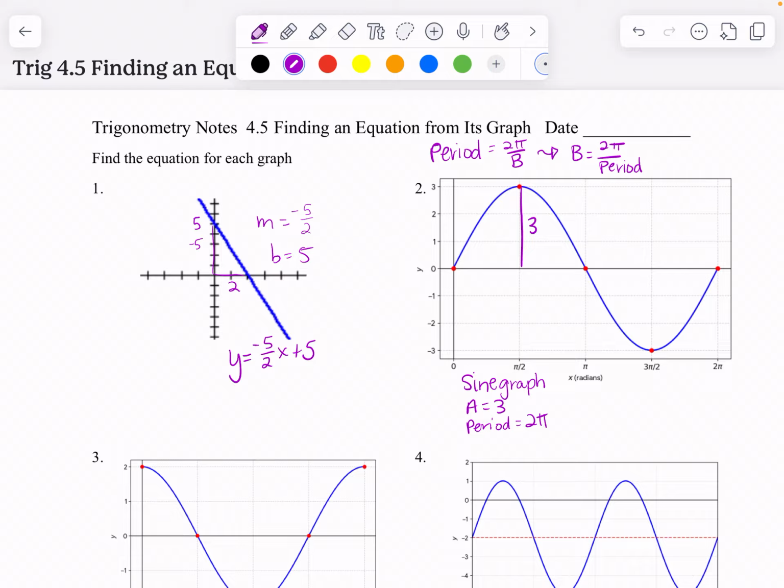Okay, so we have a sine graph. So y equals 3 sine. And now we need to find b. So b is 2 pi divided by my period, which is 2 pi. So this is 1. So we could say 1x, or y equals 3 sine of x.